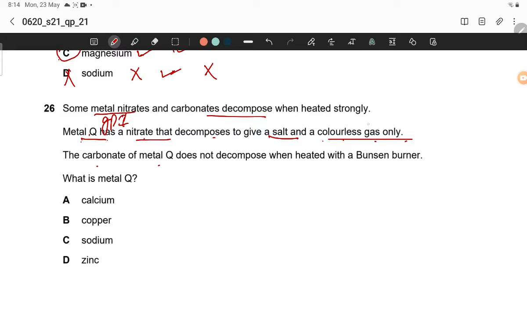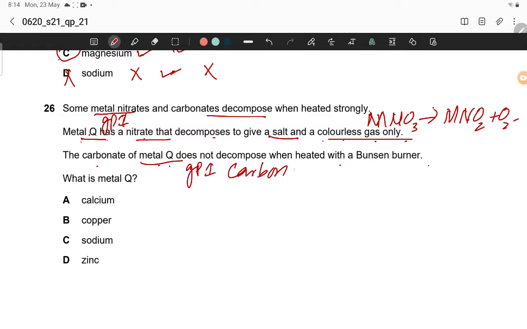Because group 1 metal nitrate decomposes to form nitrite and oxygen gas. The carbonate of metal Q does not decompose when heated with a Bunsen burner. So metal Q is a group 1 metal, whose carbonate is stable to heat.